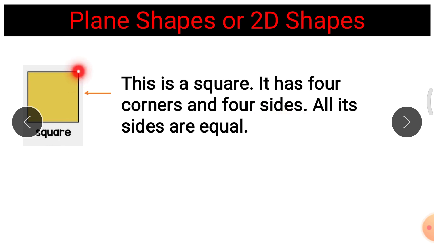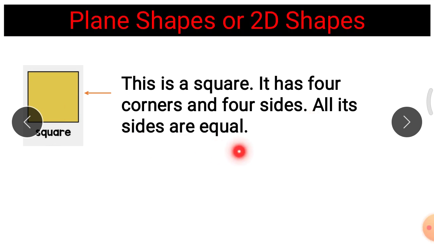Corners. These are called corners. So can you count how many corners are there? Yes, one, two, three, and four. Right? Four corners are there and it has four sides also. Now what are sides? This one, right? From here to here. 1, 2, 3 and 4. So it has four corners and four sides, right?